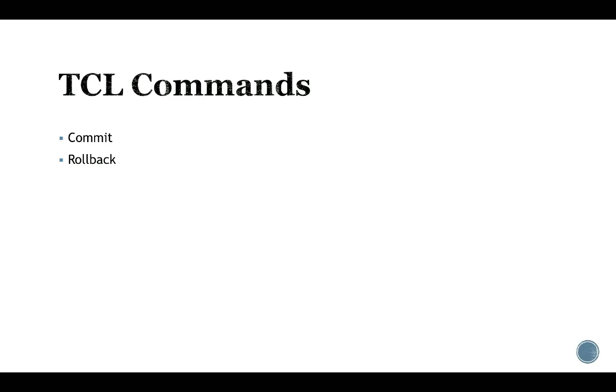But when you run a commit command, the changes that are done to the database will be committed. It will be saved. So this set of commands is nothing but your transaction control commands. The changes being done to the data in the database are nothing but a transaction. In order to control those transactions, we have two commands: one is commit and the other is rollback. We will see them in detail in the upcoming slides.